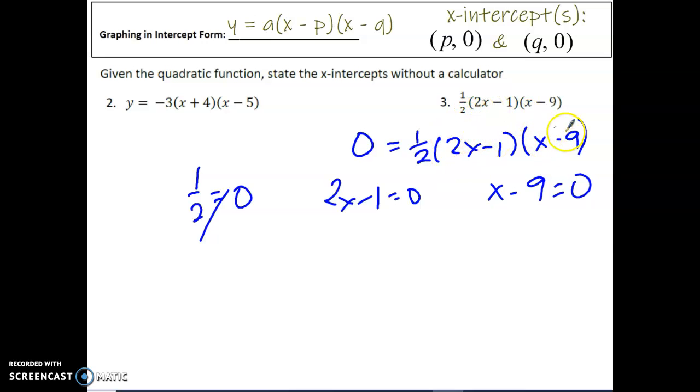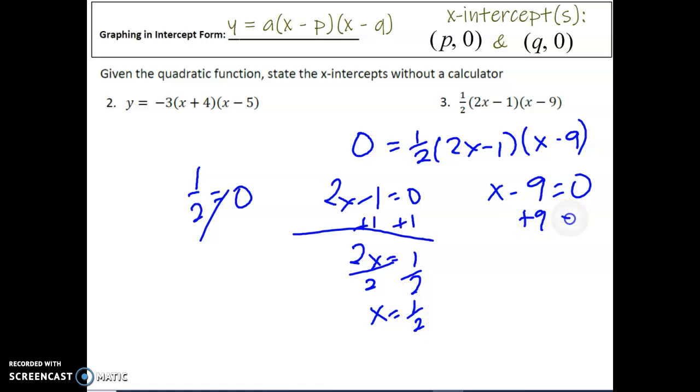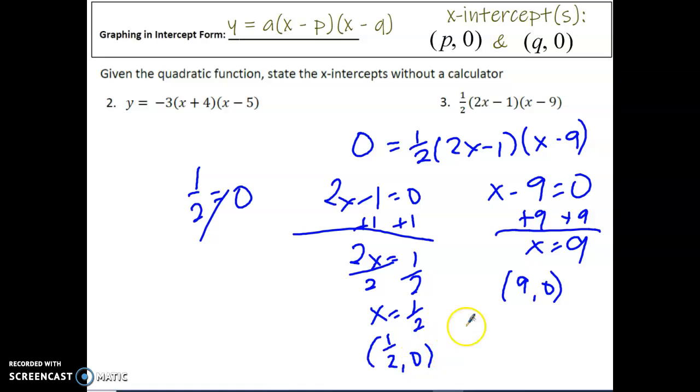So this one has an x, this one has an x. So both of those we're going to set equal to 0. All right, and then we're going to solve, working to get x by itself. All right, and let's solve this one. Get x by itself on that one. So I have two solutions, or roots, or zeros, or x-intercepts. And that's the points 1/2, 0 or 9, 0.